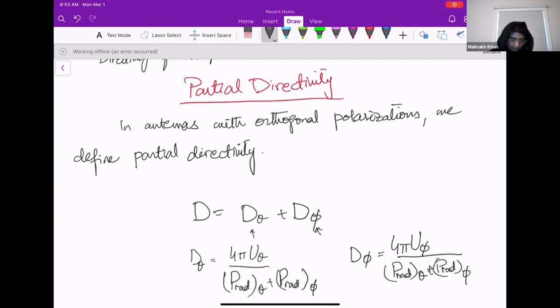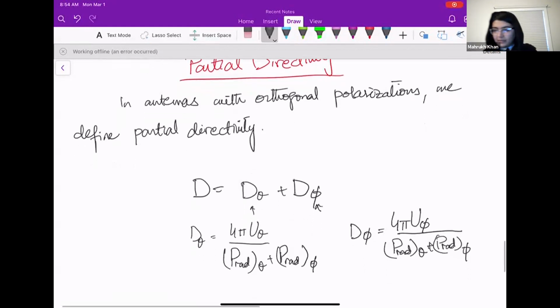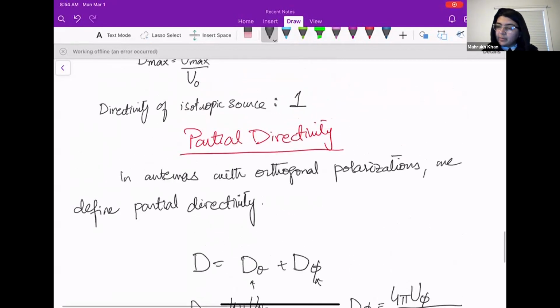Okay. So let's do an example and then we will compare what we are talking about. Okay. So are we clear about this? I mean, we don't know polarization yet, but are we clear about directivity?